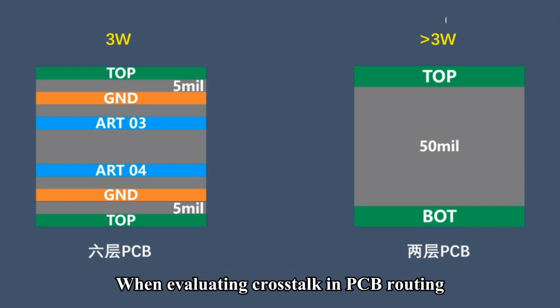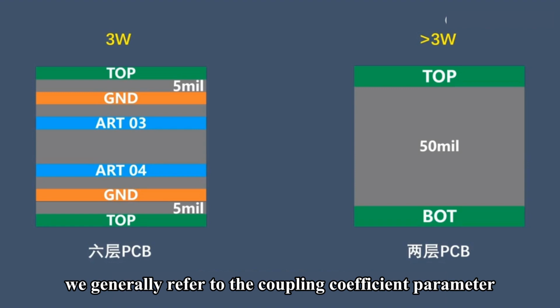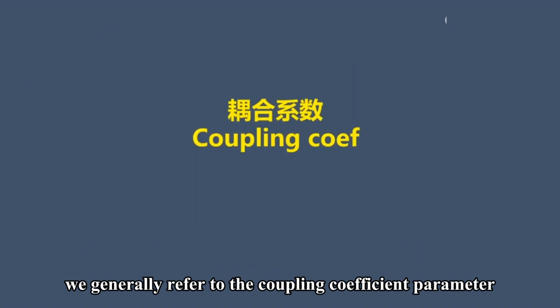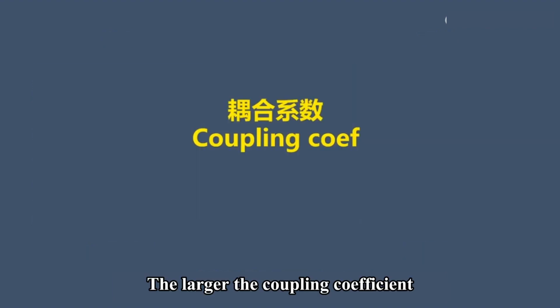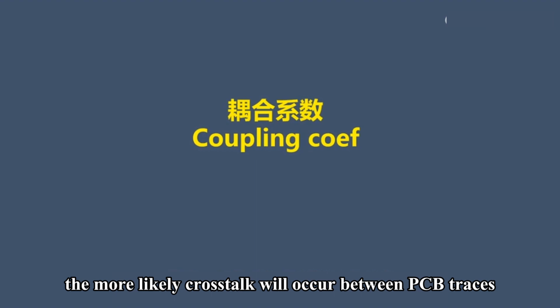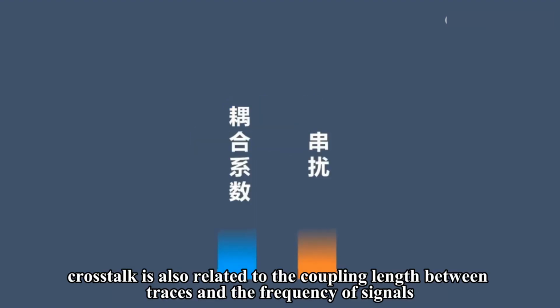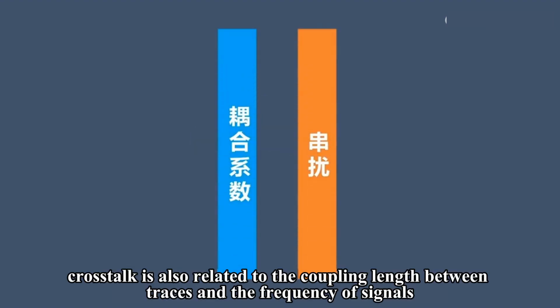When evaluating crosstalk in PCB routing, we generally refer to the coupling coefficient parameter. The larger the coupling coefficient, the more likely crosstalk will occur between PCB traces. Of course, crosstalk is also related to the coupling length between traces and the frequency of signals.